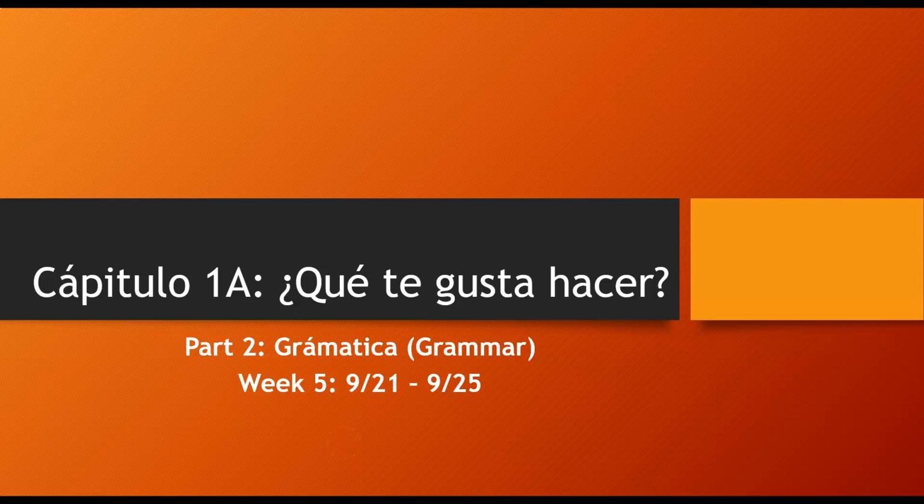We're going to be finishing up this chapter, chapter 1a, ¿Qué te gusta hacer? We are on part 2, Gramática, grammar, which is verbs and how to create sentences using new vocabulary. So let's begin.